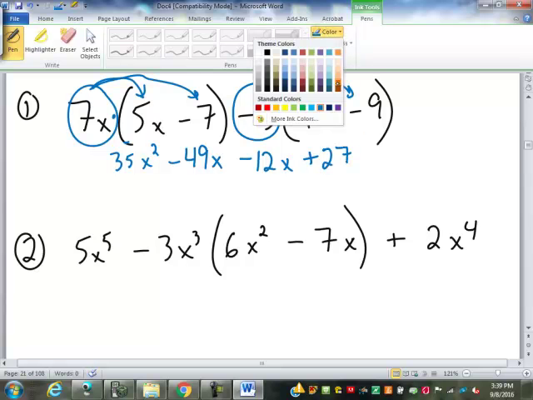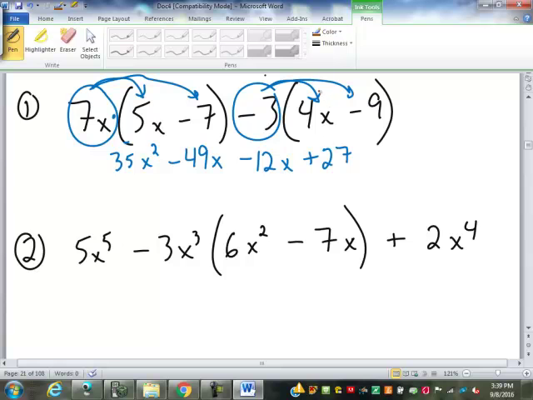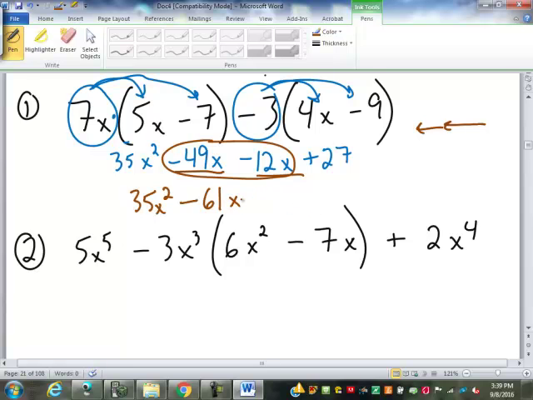Are we done? Say no. No, we're not. Because we have negative 49x and negative 12x. They're both x's. They have the same name. So those can be combined. So the 35x squared has nothing to combine with. Negative 49x and negative 12x, negative 49, negative 12 go the same direction. It's a negative 61x. And then we have the 27.